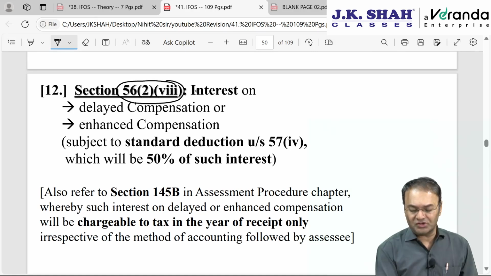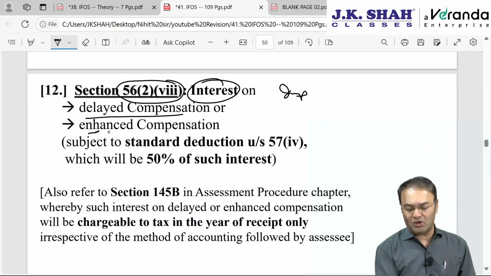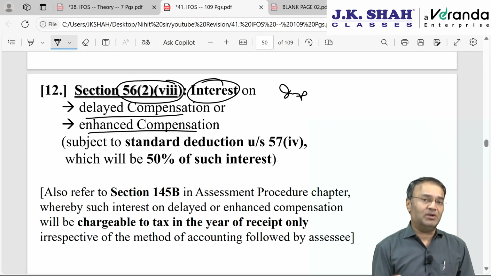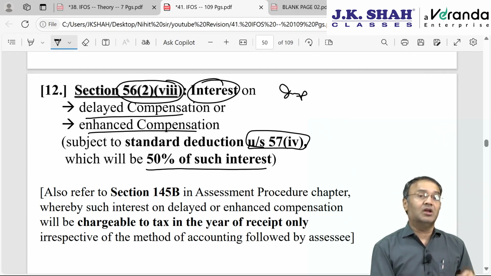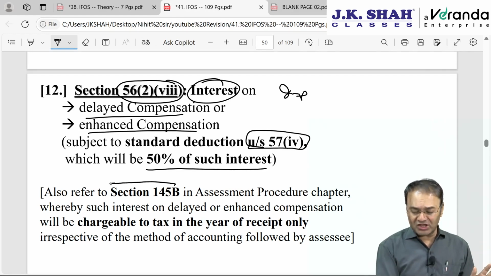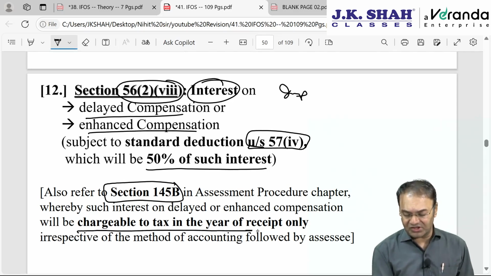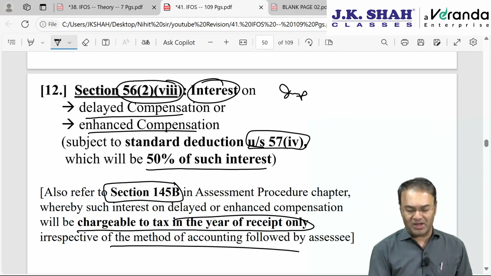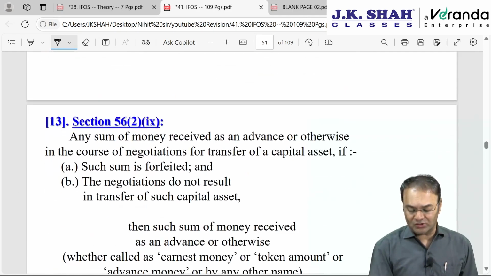Section 56(2)(viii), important from an exam perspective: interest, but not each and every interest. Interest on delayed compensation or enhanced compensation will be taxable under this head, subject to standard deduction under section 57(iv) to the tune of 50% of such interest. Other than the standard deduction, no other expenses will be allowed. According to section 145B, which we studied in the assessment procedure chapter, this interest will be taxable in the year of receipt only, irrespective of the method of accounting followed by the assessee. 50% standard deduction, against that no other actual expenditure will be allowed.